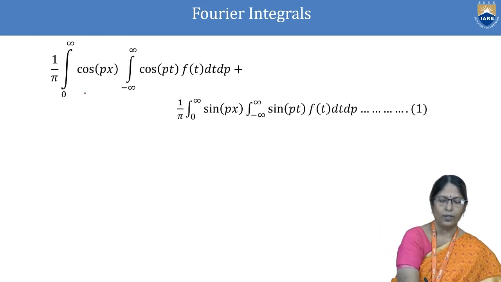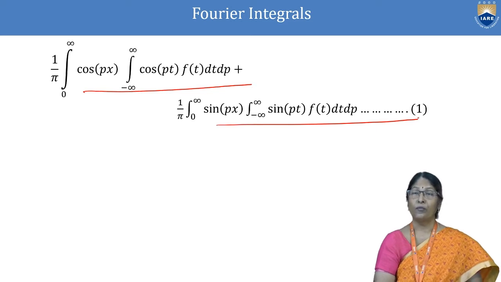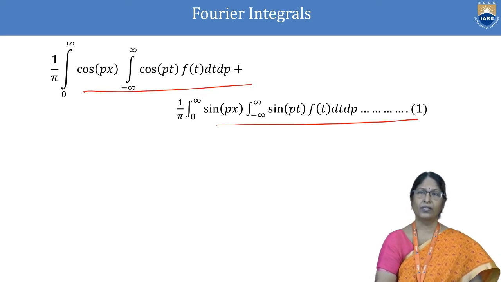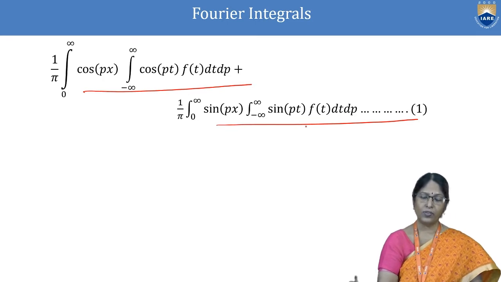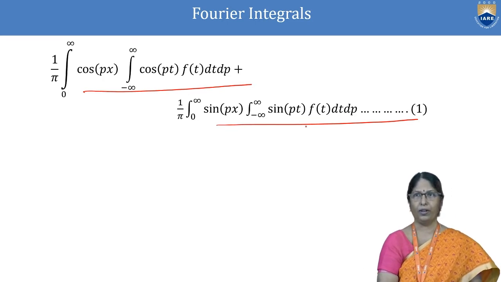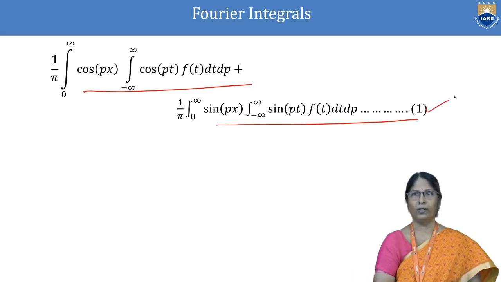Now, this is nothing but the Fourier integral after substituting the basic formula, cos of a minus b equal to cos a cos b plus sin a sin b. After applying it, the Fourier integral formula takes this form. We are naming this as equation 1.